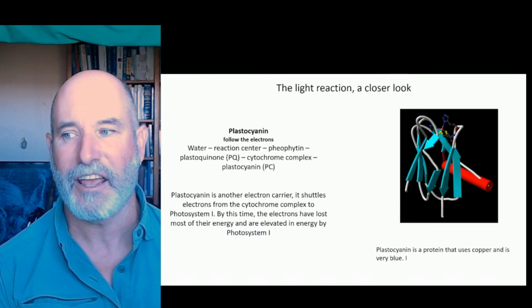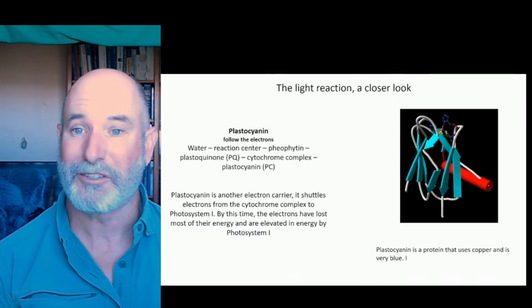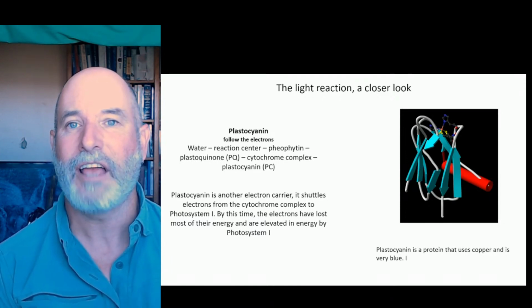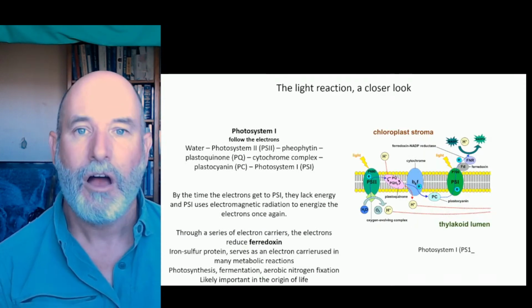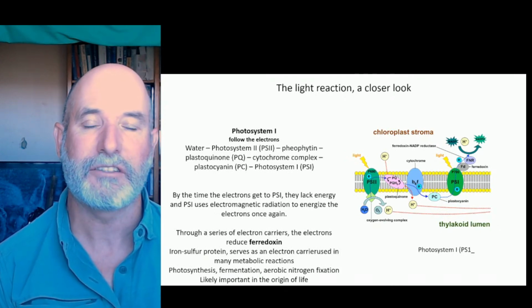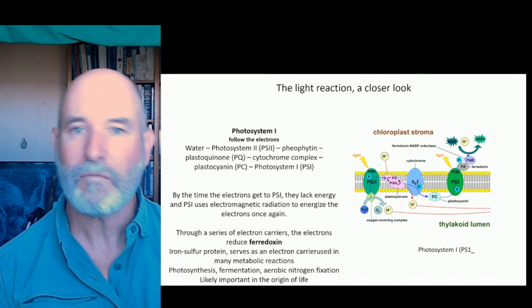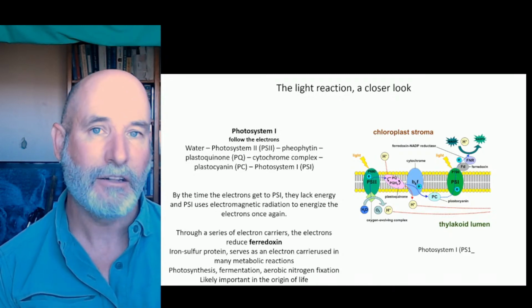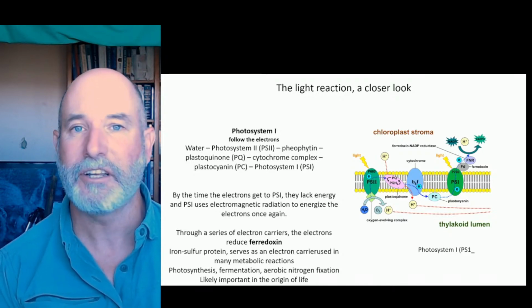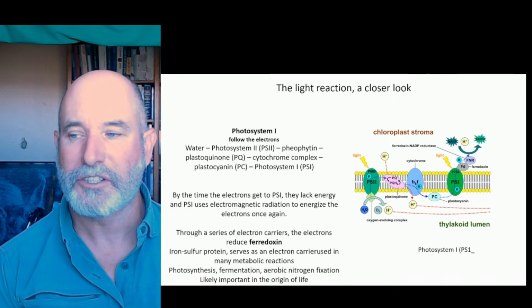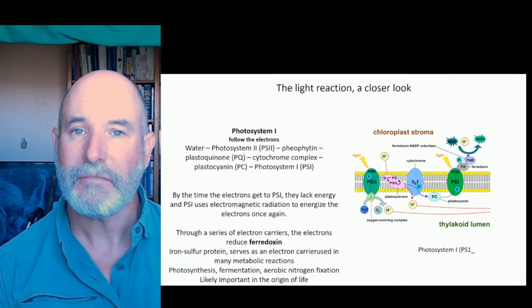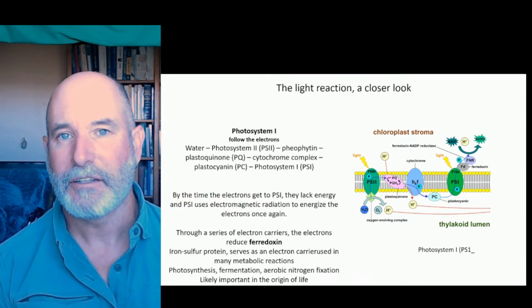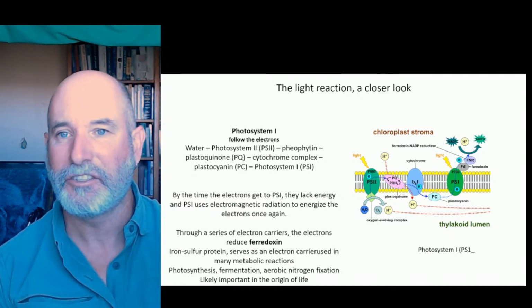Now, the electrons are removed from the cytochrome complex by another electron carrier called plastocyanin. This is plastocyanin. It uses copper, hence the name cyanin, and it's very blue. It will then take the electrons to photosystem 1, because once those electrons have gone through the electron transport chain, they lose energy. So the role of photosystem 1 is, once again, to use the energy in sunlight to elevate those electrons high in energy again.